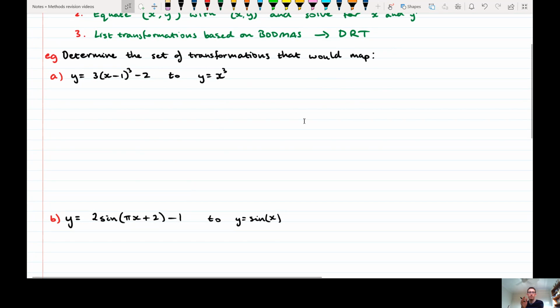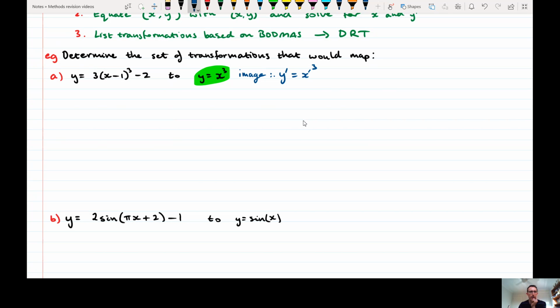Determine the set of transformations that would map y equals that to y equals x cubed. Well, we first of all have to decide which is the image. Now the image in this case is this one here. That's the image. So I'm going to write y dash equals x dash cubed. That's what I'm going to think.